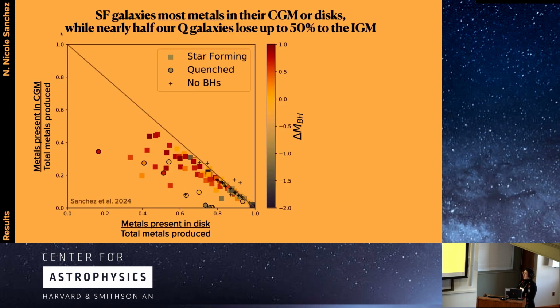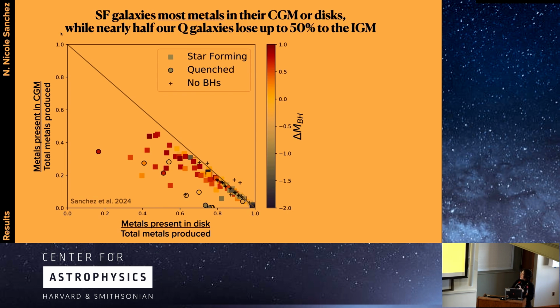To answer this question of where the metals in these galaxies are as a function of what is going on with the supermassive black hole, I have a quantity on both of these axes that I'm going to call the metal retention fraction. For the CGM, that is the total metals present in the CGM at redshift 0 divided by the total metals produced throughout the run of the simulation within that halo, all of the metals produced by all of the stars throughout the evolution of that galaxy. And similarly, that same calculation, but for the metals present in the disk on the x-axis.